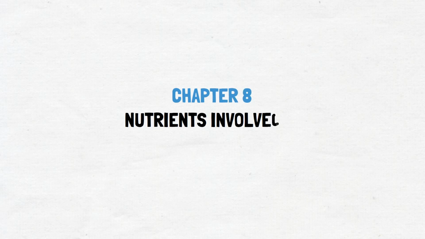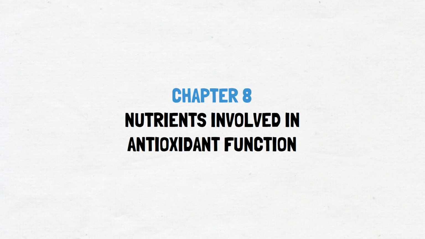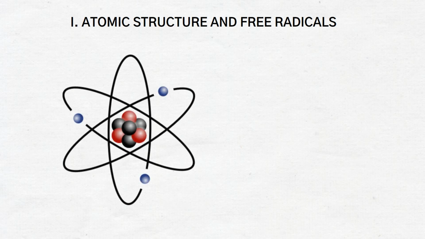Module 8, Nutrients involved in antioxidant function. Atomic structure and free radicals. Atoms are the fundamental units of matter, comprising everything around us. Understanding their structure is crucial in comprehending the behavior of matter at its most fundamental level. So, let's dive deep into the structure of an atom and uncover its intricate components.